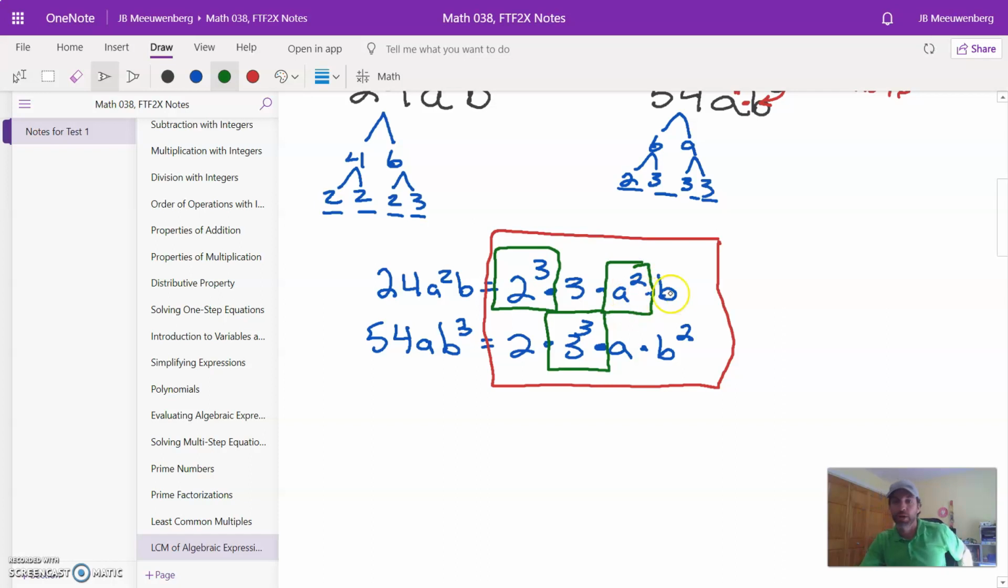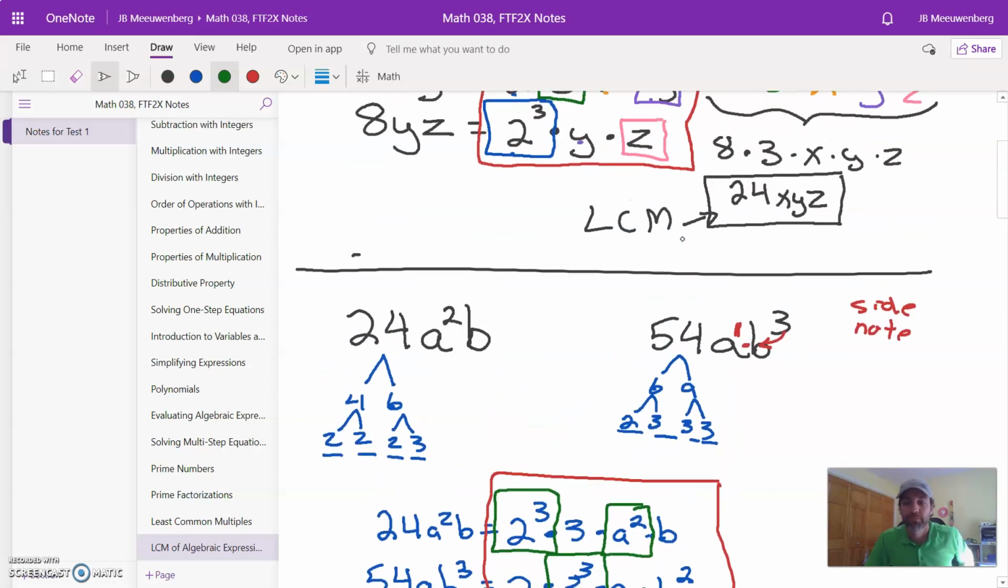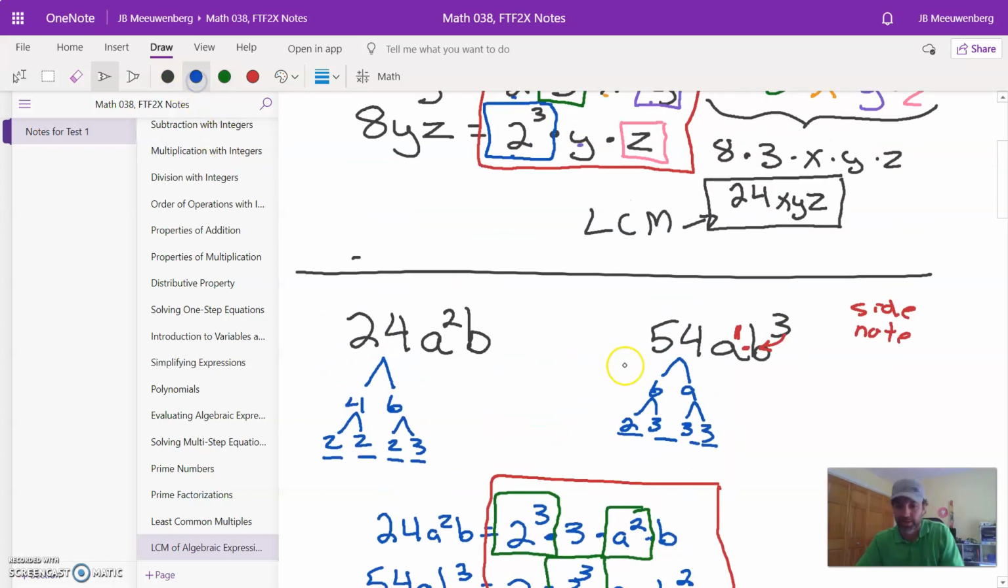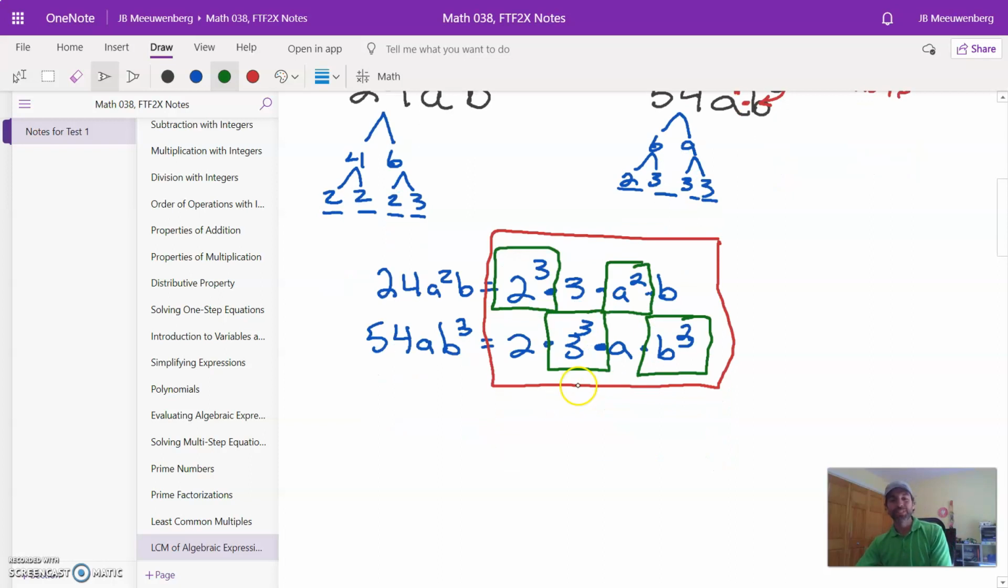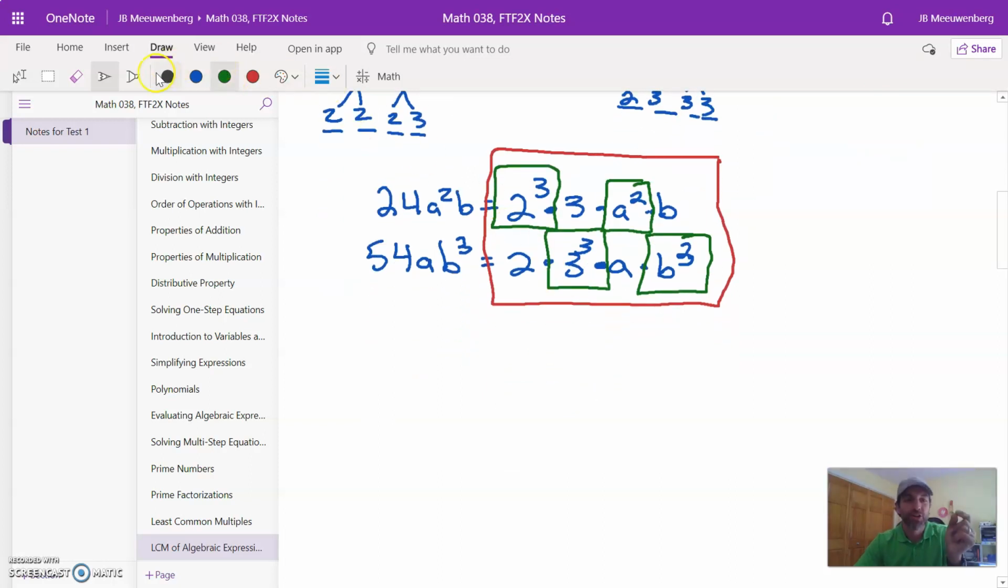And the biggest exponent, I wrote it wrong, I'm sorry. This should be a 3 right there, sorry. B cubed. And the biggest exponent on the b is cubed. Those things that I just boxed in green there, those make up our least common multiple. 2 to the third times 3 to the third times a to the second times b to the third, right? These 4 things right there make up our least common multiple.